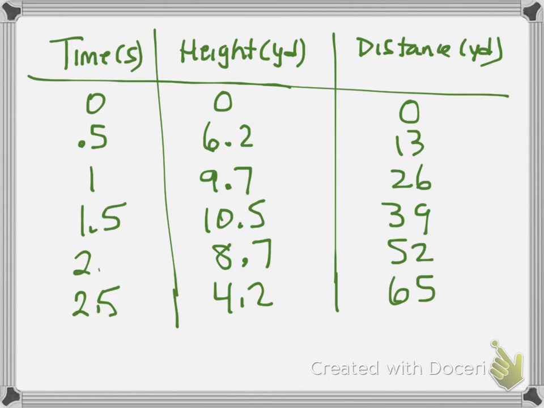It asks, is the rate of change for the height of the football constant? So what I want you to do is look at the middle column and see if the distance between each pair of numbers is the same. So I'll go ahead and do that. I'm going to put this on pause.